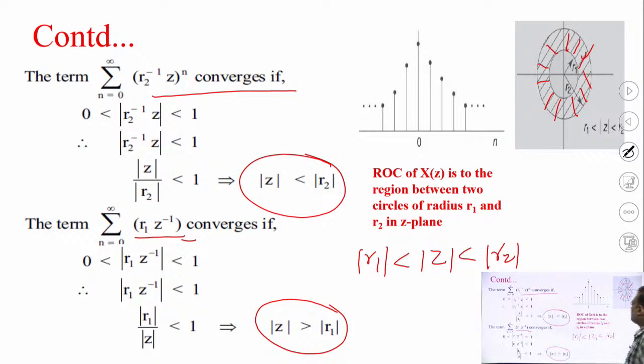Another case is when r1 is greater than r2, where r1 corresponds to your causal signal and r2 corresponds to your anti-causal signal. In that case there will be no overlap and the z transform does not exist. Here we have taken r2 greater than r1, but if we change the condition, meaning r1 is greater than r2, in that case the z transform will not exist for this signal.